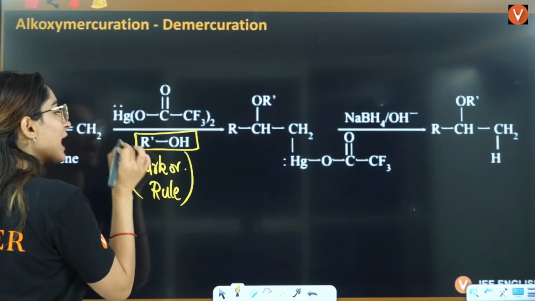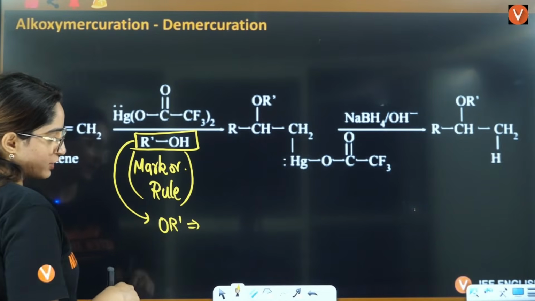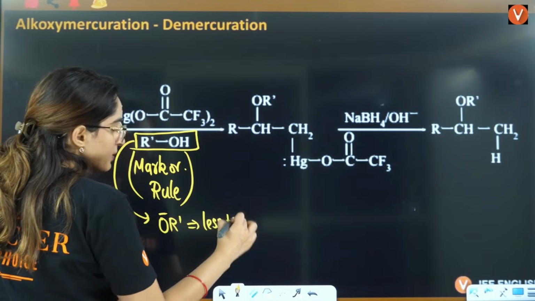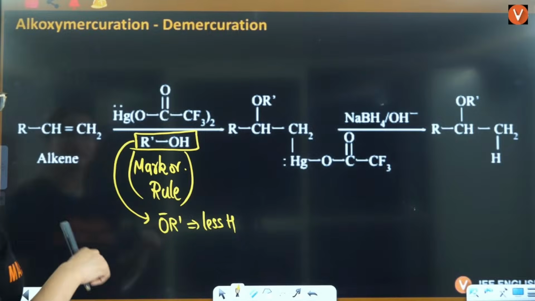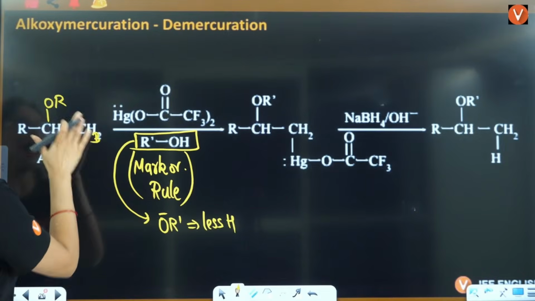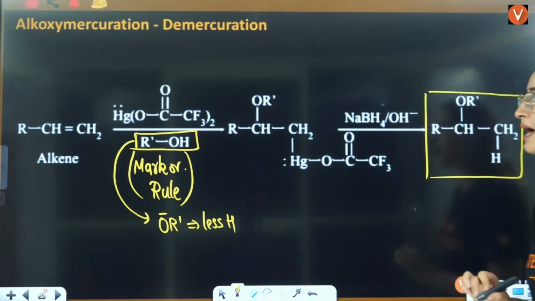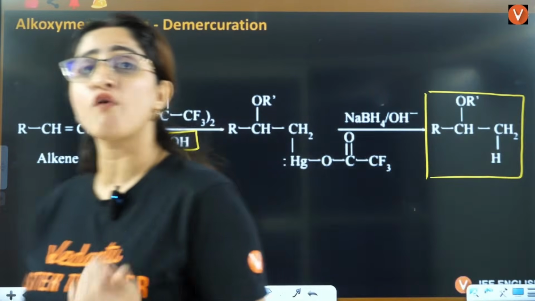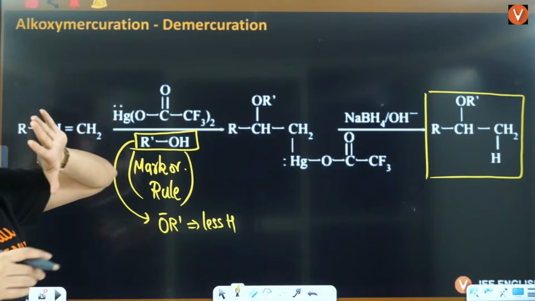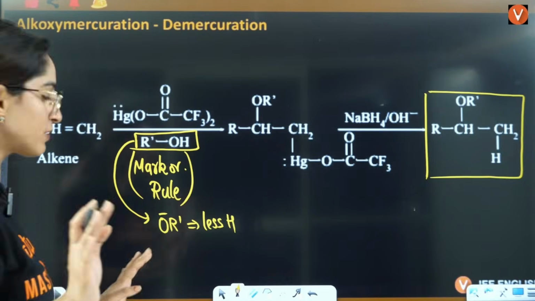In the alcohol that you are adding here, the OR dash part will get connected to the carbon with fewer hydrogens, because the negative part is connected to the carbon with fewer hydrogens. So this OR will be connected here, H will be connected here, and this is the ether that you will have by the Markovnikov addition. Just like oxymercuration-demercuration, on similar lines you have alkoxymercuration. There you add OH, here we are adding OR. That's the only difference.